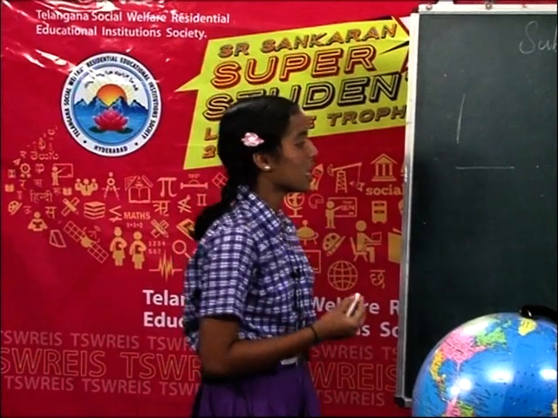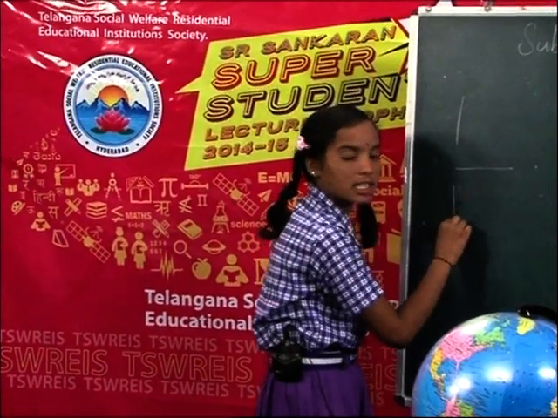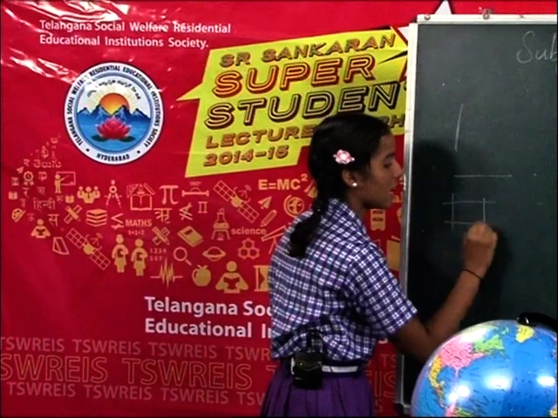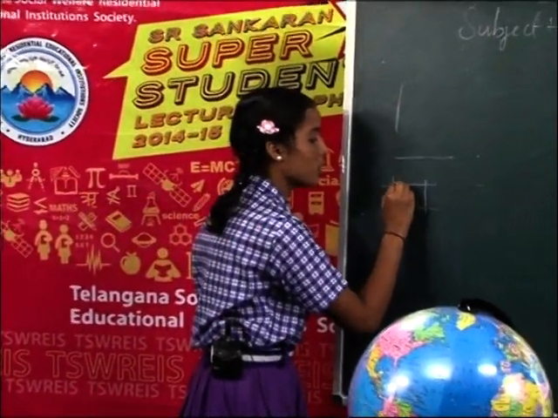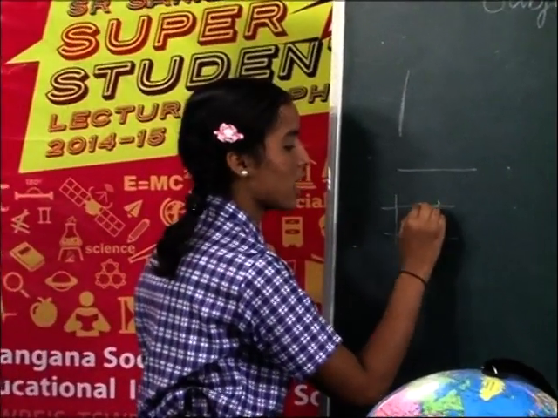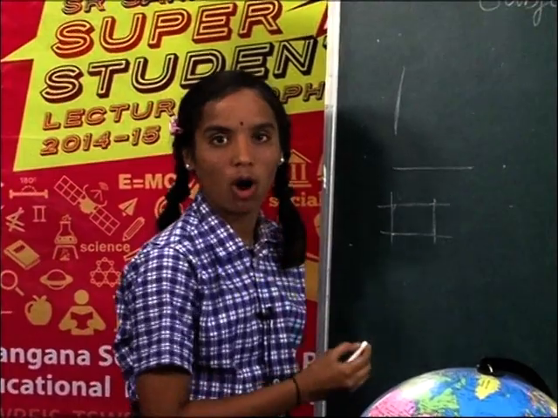Okay friends, here I have joined two vertical lines and two horizontal lines. What is formed here? Here the grid is formed. The area which is formed by joining two vertical lines and two horizontal lines is called a grid.